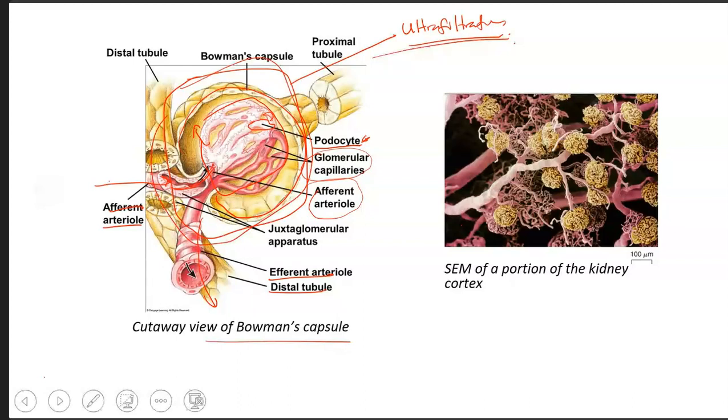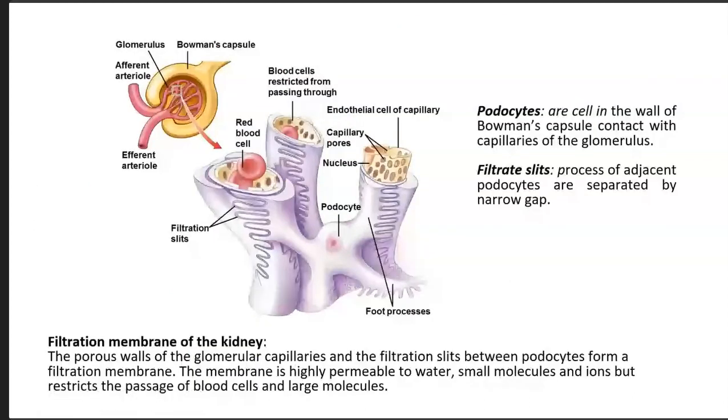Okay, so podocytes. The features of the glomerulus and Bowman capsule. If you were to go into detail on the structure of the glomerulus and the Bowman capsule, as you can see here, this is the wall of the glomerulus. It has many pores. The glomerulus is where blood will flow, so in the glomerulus you have blood and red blood cells.